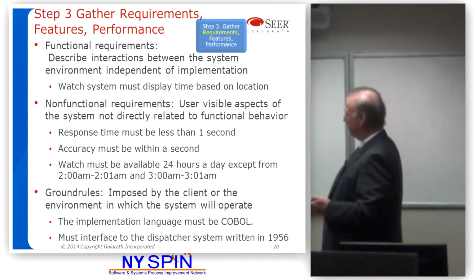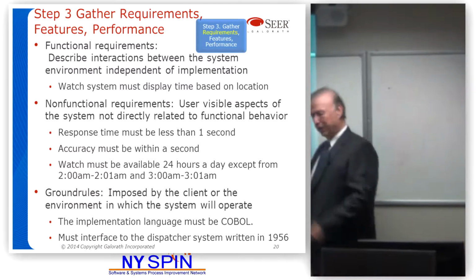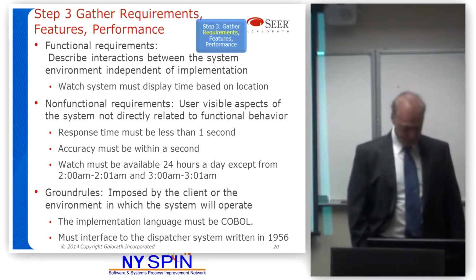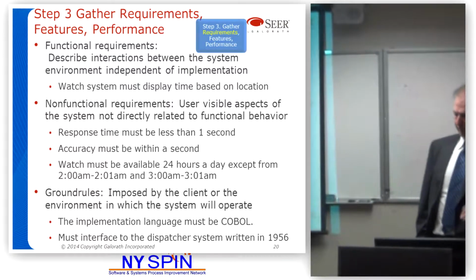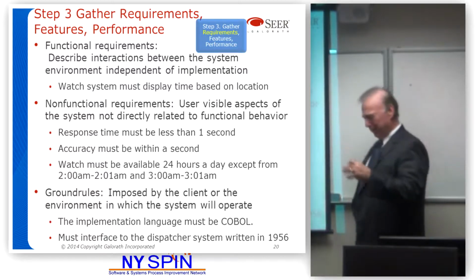Ground rules versus assumptions. A ground rule is something imposed by the client that you can't change. For example, it must work on Windows and Android might be a ground rule. Or, for example, not on Android, we don't want it. An assumption is something that might be viable, might not.